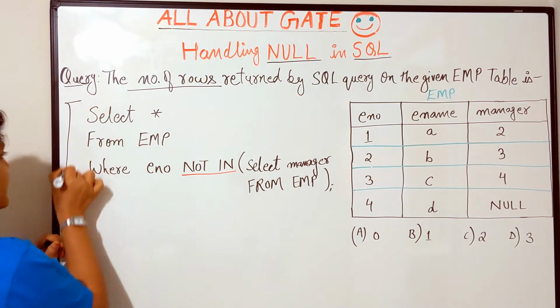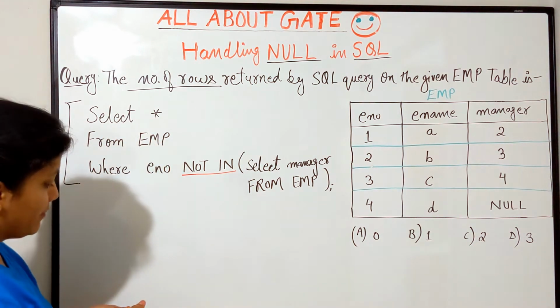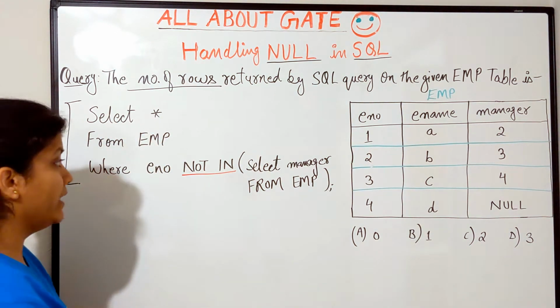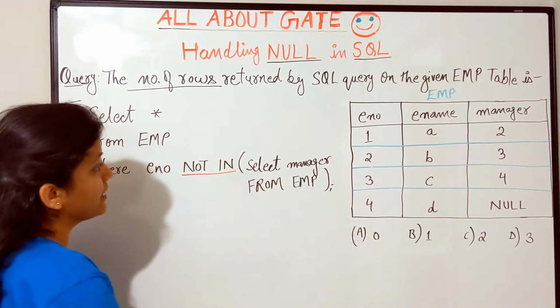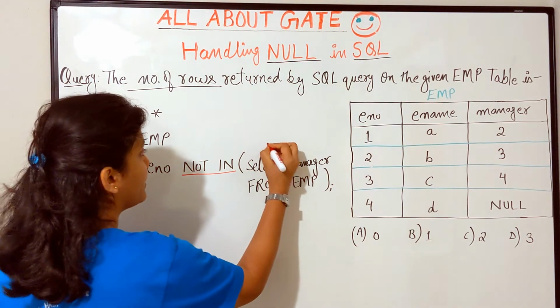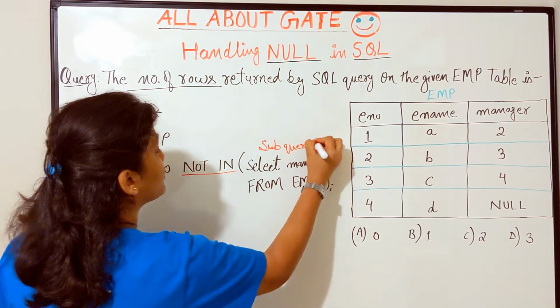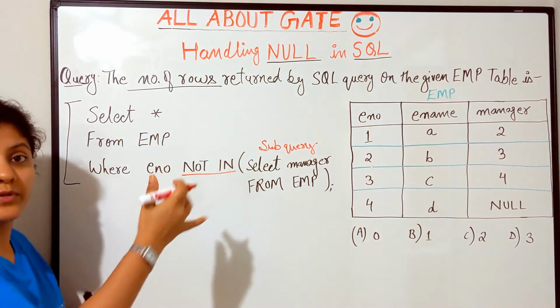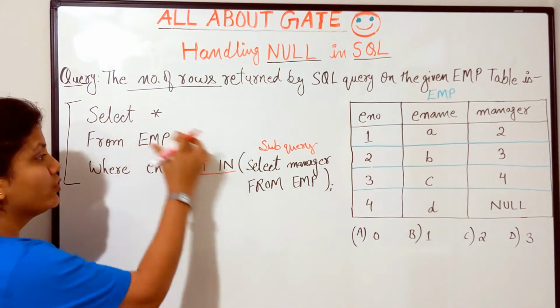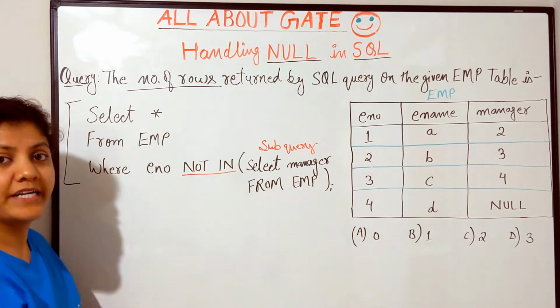What the query says actually is: select star from employee where employee number not in, and there is a subquery which says select manager from employee. So this is the subquery part, the independent subquery basically. Whenever we have to execute or run the query, we look for the subquery, and that runs first if it is independent.